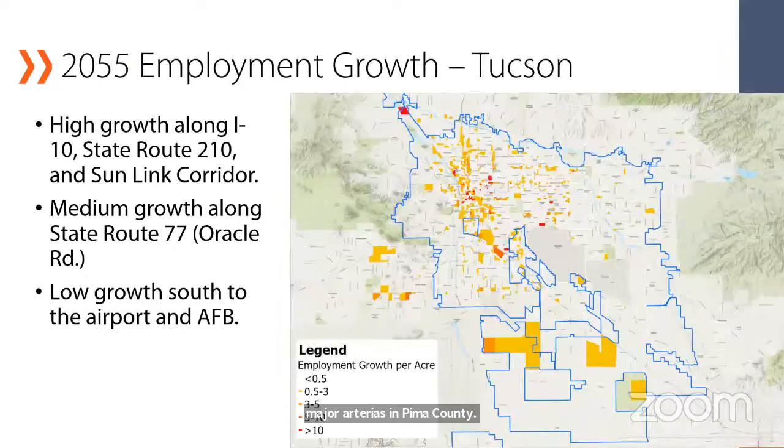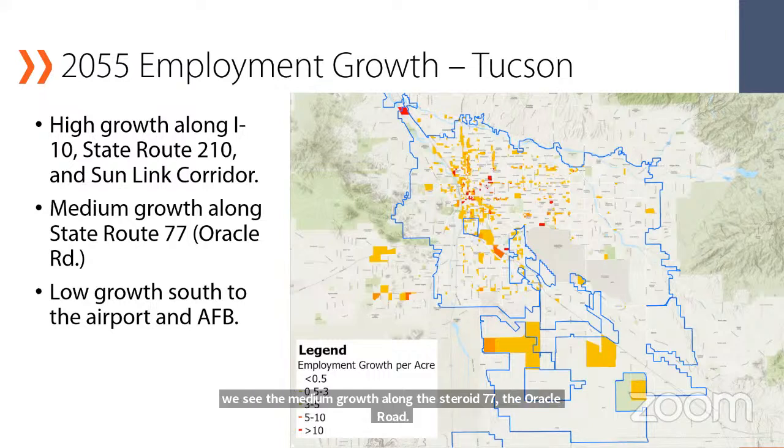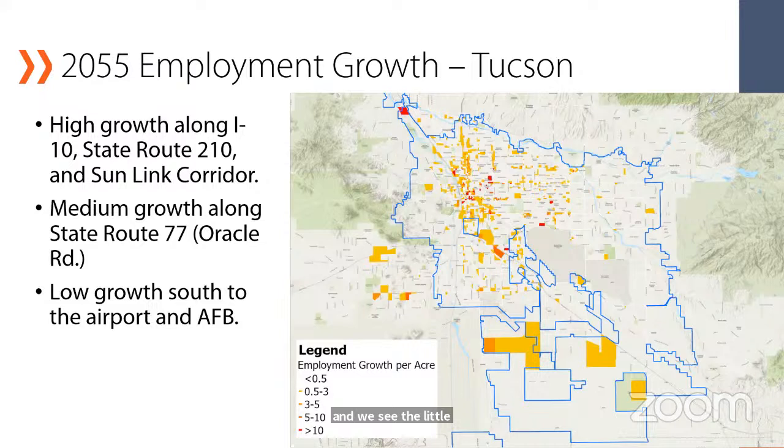So we look at them closer at Tucson. We see high growth along I-10, State Road 210, and the Sunlink corridor. We see medium growth along State Road 77, the Oracle Road. And we see low density growth south of the airport and the Air Force Base.